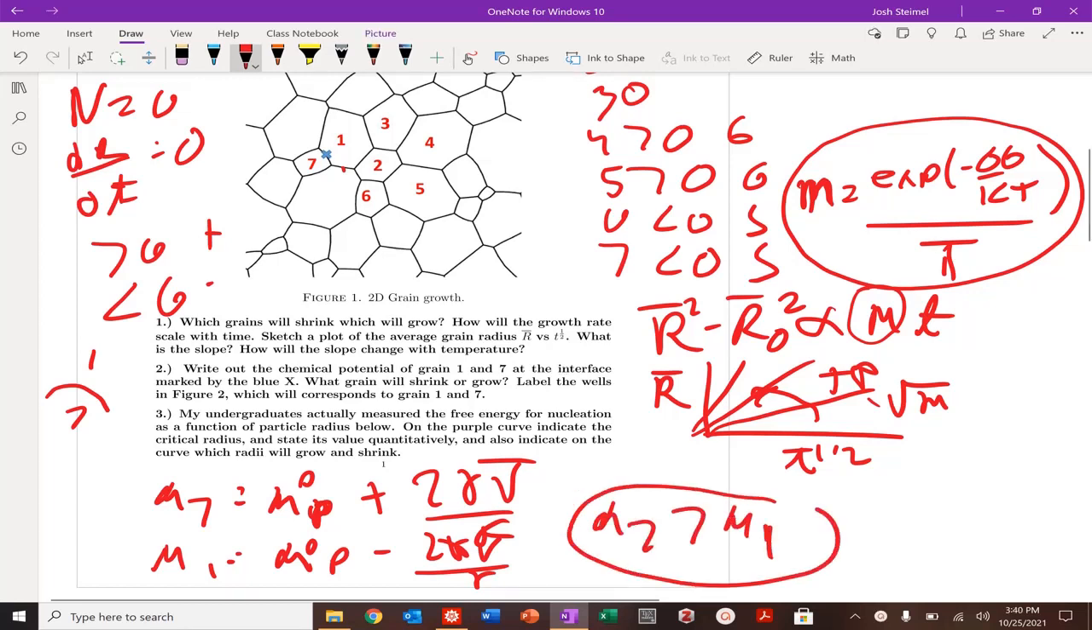And I know atoms move from high chemical potential to low chemical potential, so my atoms are going to move from 7 all the way to 1. So what's going to happen to that interface? It's going to move closer here. So 1 is going to grow, 7 is going to shrink. Makes sense with our other rule previously.